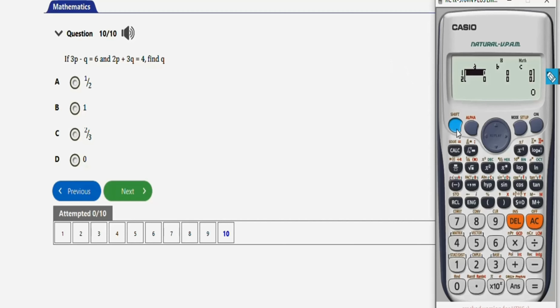Don't forget to press shift, button 9 for the instructions. Press 3, press equal to, press equal to.